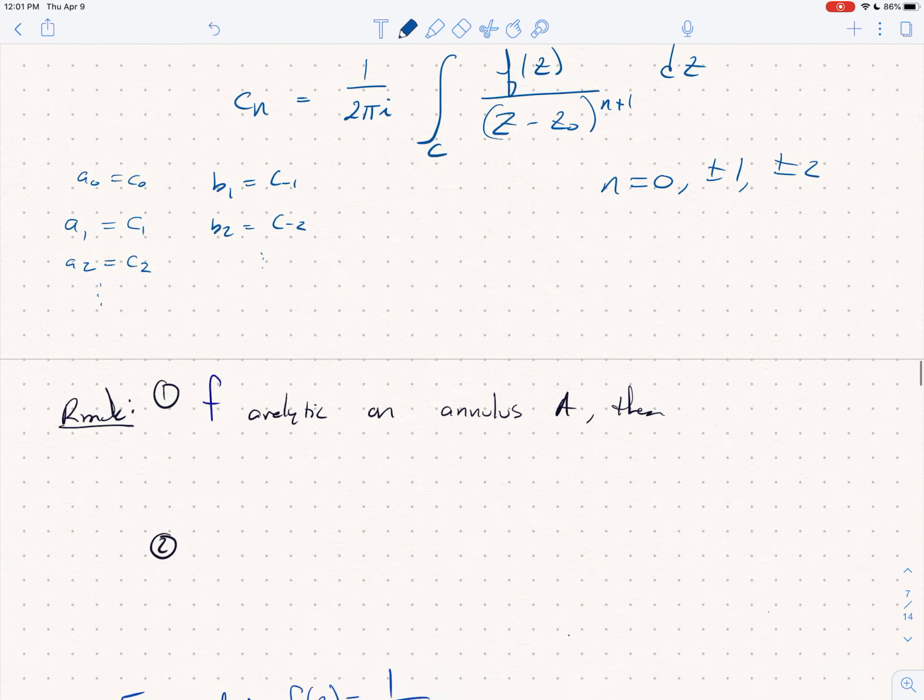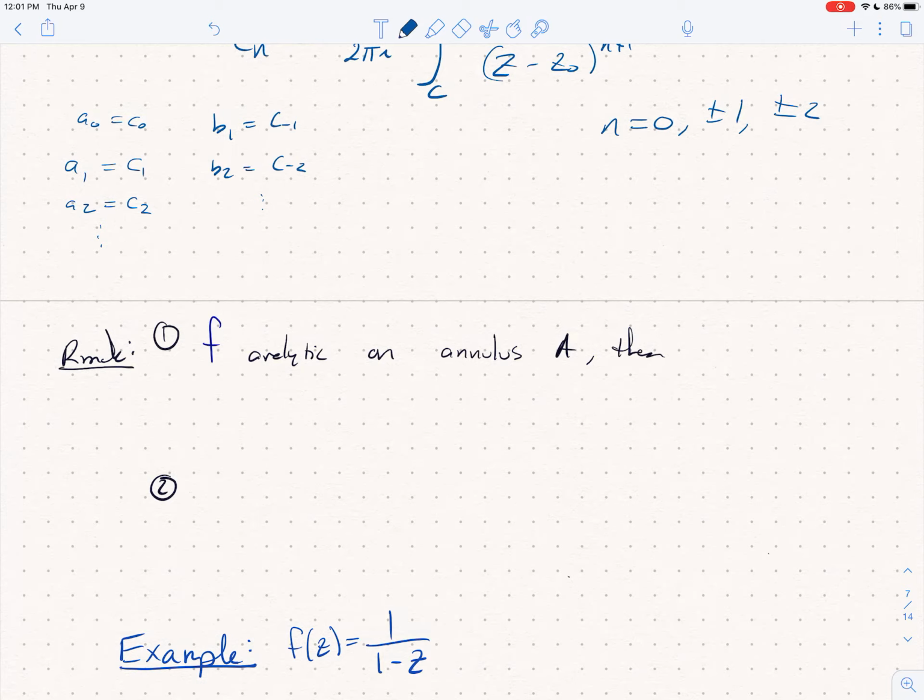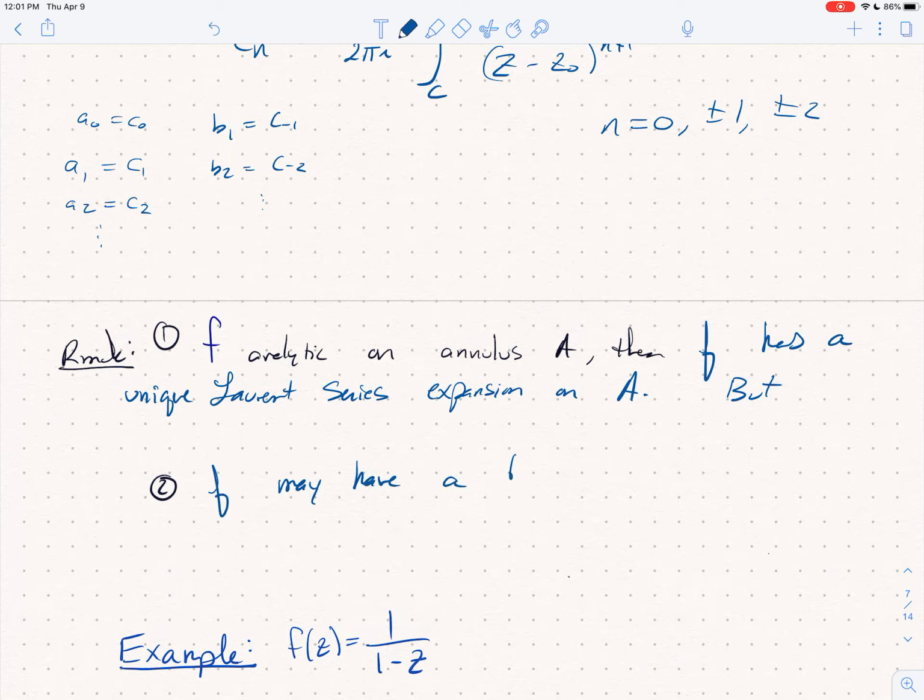Okay, let's look at another comment. It turns out that if f is analytic on an annulus A, then you know that f has a unique Laurent series expansion on A. But this is going to be a little disturbing. If you change the annulus, you might change the Laurent series. So f may have a different Laurent expansion on a different annulus.